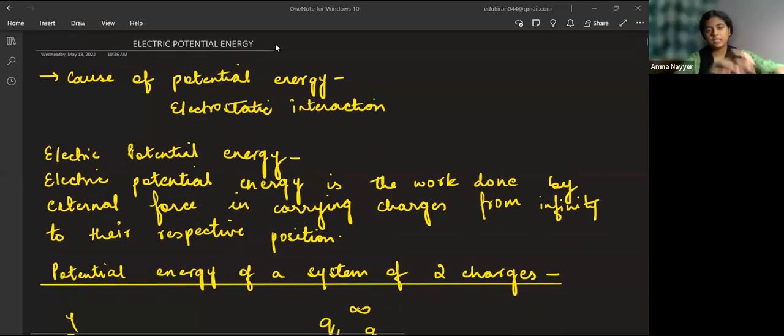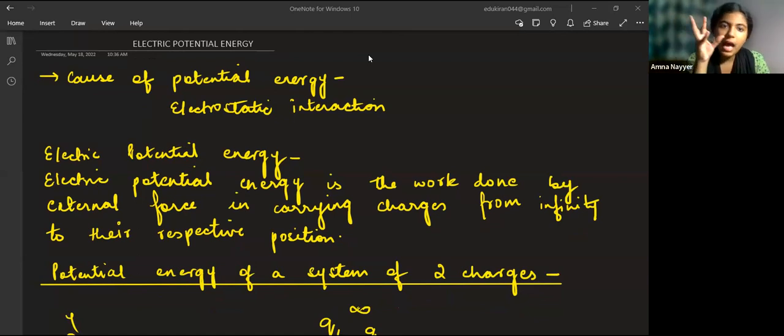Yes, class. So in the last class on Monday, we had completed till equipotential surfaces, right? Equipotential surfaces was over. So what is meant by equipotential surfaces? Equipotential surfaces are basically those surfaces where potential remains same throughout and work done is zero. And work done is zero. This is conclusion for you all.